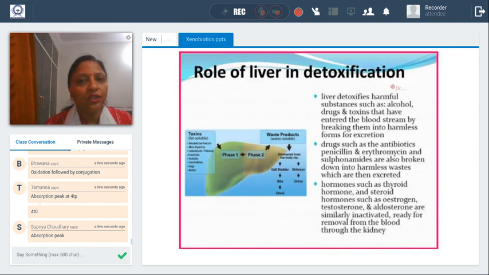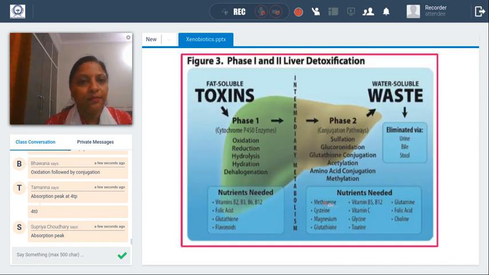Role of the liver in detoxification. The liver detoxifies harmful substances like alcohol, drugs, toxins, antibiotics, and hormones. This is the important slide. This includes both phase 1 and phase 2 liver detoxification. These are the reactions: oxidation, reduction, hydrolysis, hydration, dehalogenation. The enzymes are cytochrome P450 enzymes.